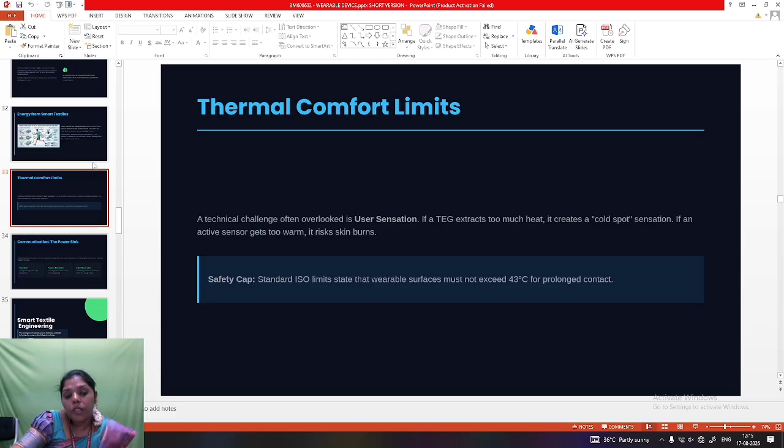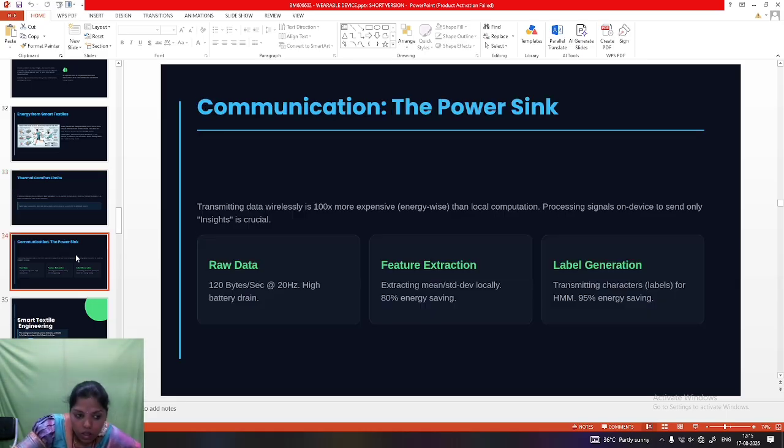Next, thermal comfort limit. Technical challenges are often overlooked in user sensation. If you extract too much heat, it creates a cold spot sensation. Often active sensors get too warm, with risk of skin burn. Safety gap: standard ISO limits state the wearable surface must not exceed 43 degrees Celsius for prolonged contact. Let us move on to the next slide.